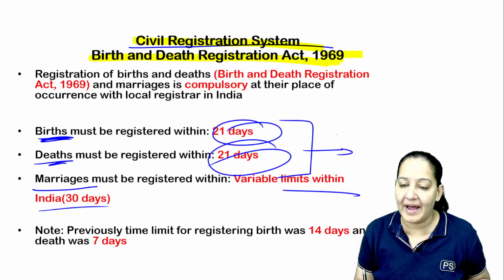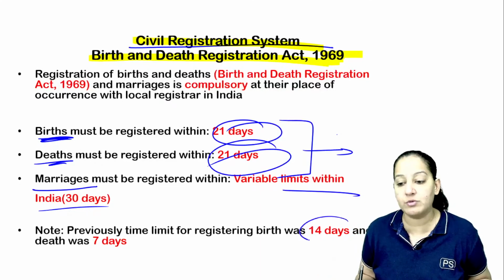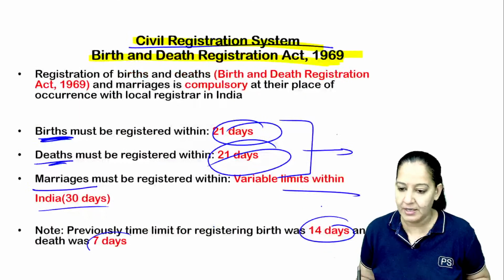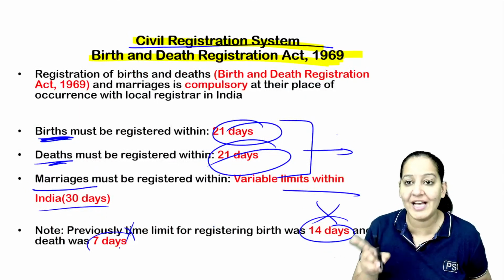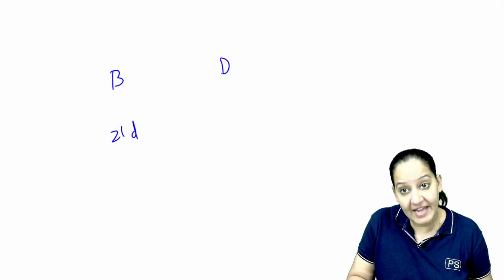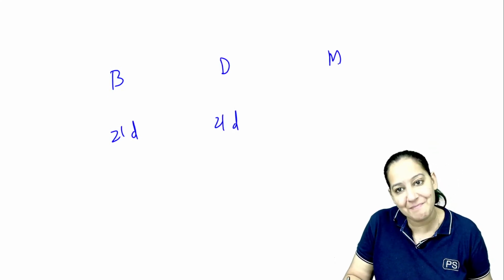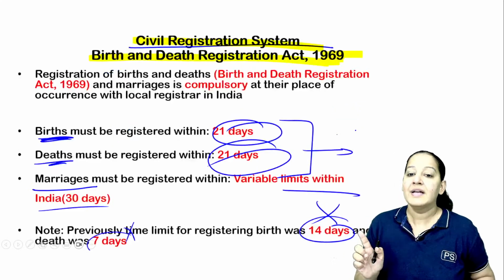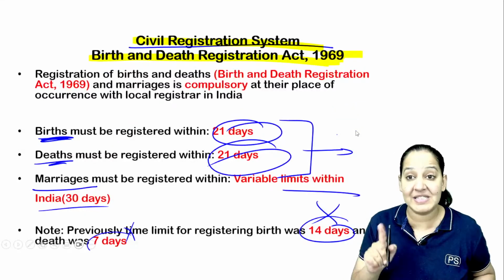Please don't learn the old guidelines. In the old guidelines, the birth was within 14 days and death was within 7 days. No, don't follow that. You have to follow the new guidelines. Both are 21. So birth within 21 days, death within 21 days, and marriage within 30 days. Okay, so please learn them, the new guidelines. This is known as Civil Registration System, CRS.